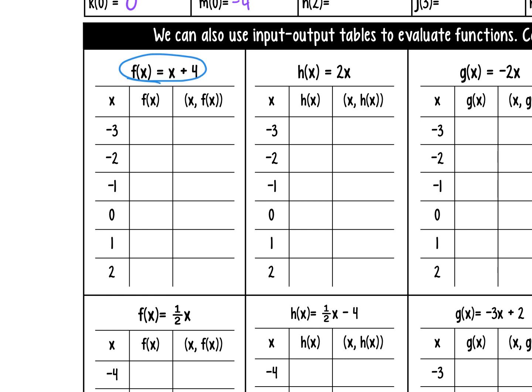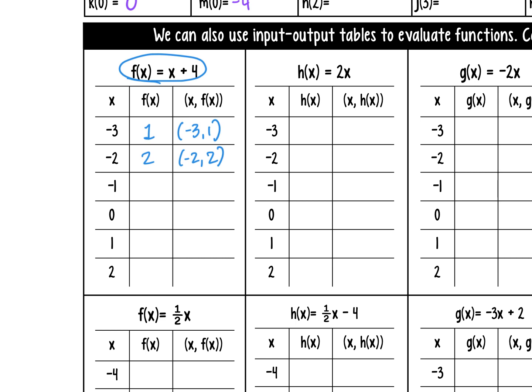So my first input is negative 3. I add 4 to that, and I get a positive 1. And my xy, or my x comma f of x pair, will be negative 3 comma 1. My next input is negative 2. I add 4 to that, and I get positive 2. So my ordered pair is negative 2 comma 2.